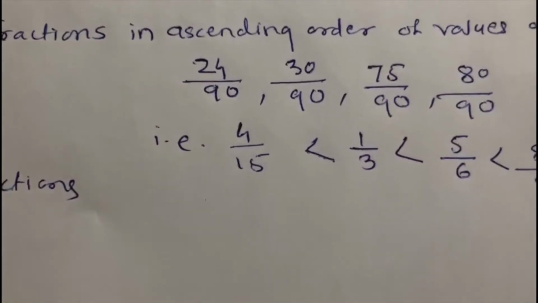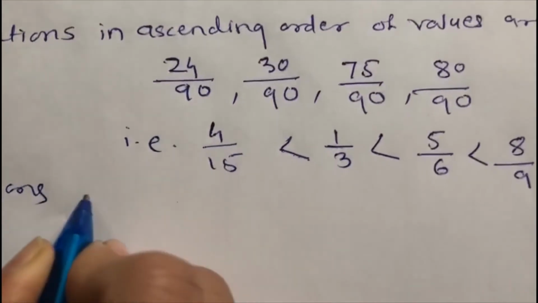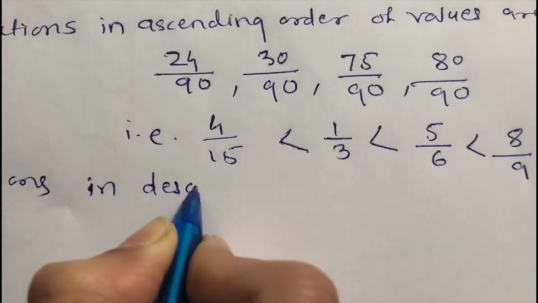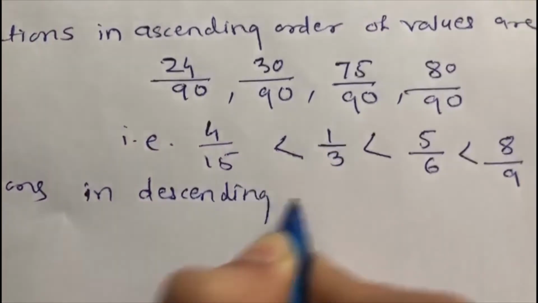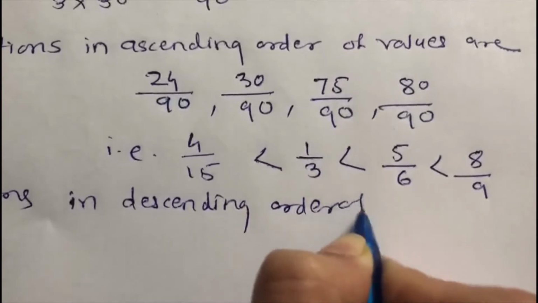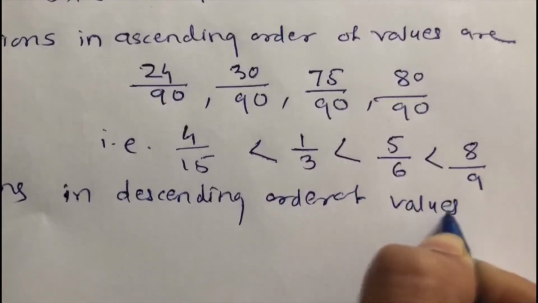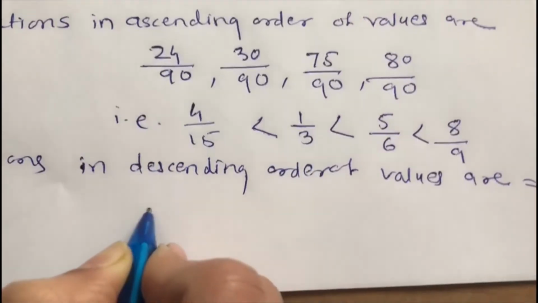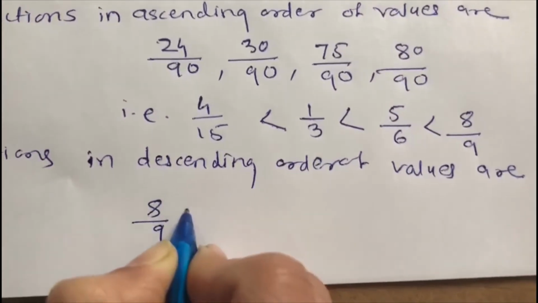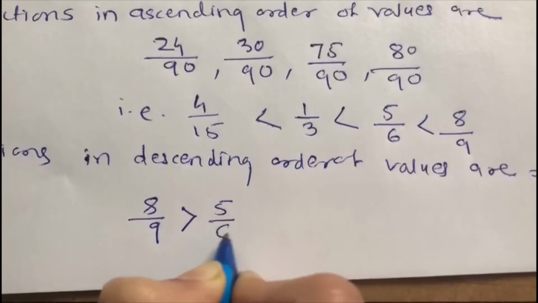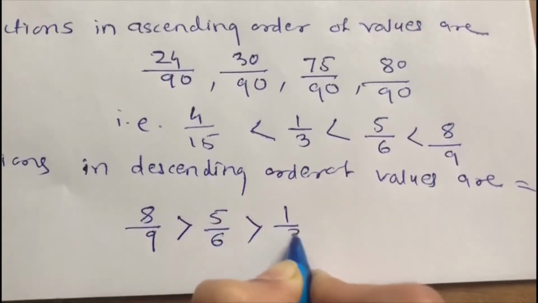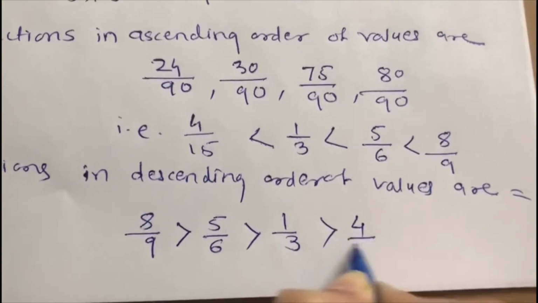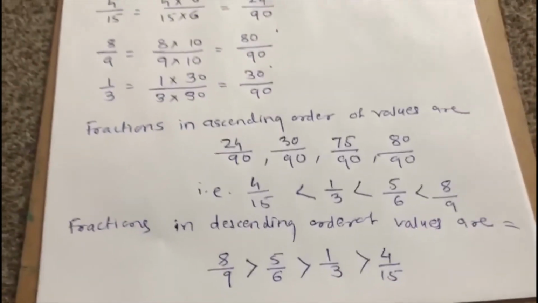Fractions in descending order of values are 8 by 9, which is greater than 5 by 6, which is greater than 1 by 3, which is greater than 4 by 15.